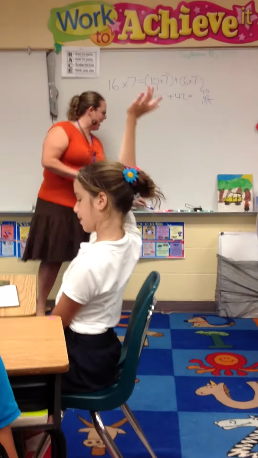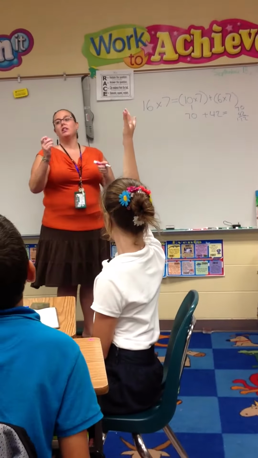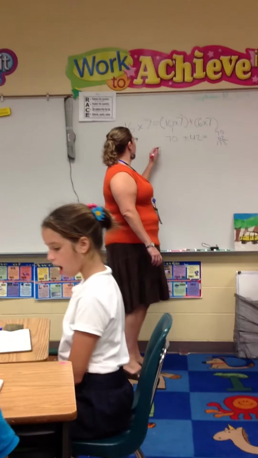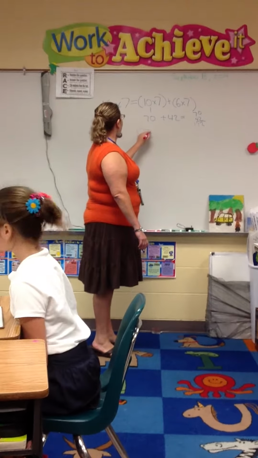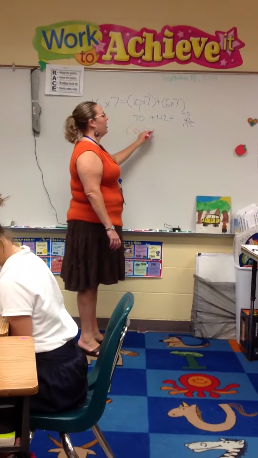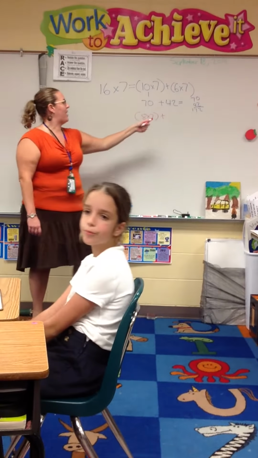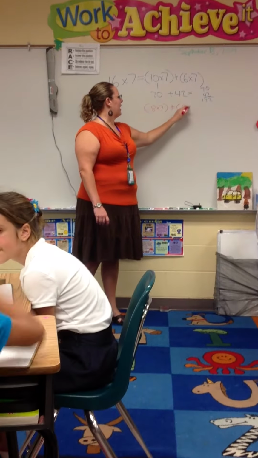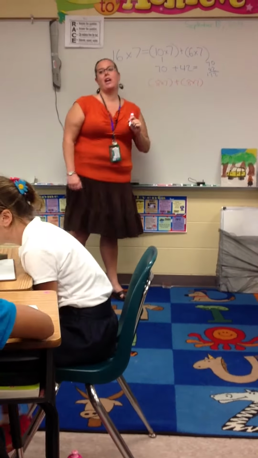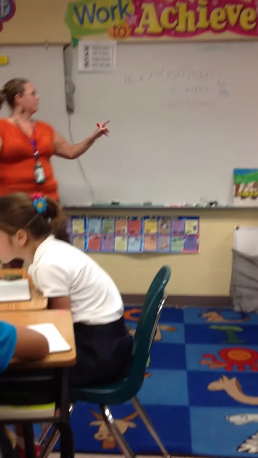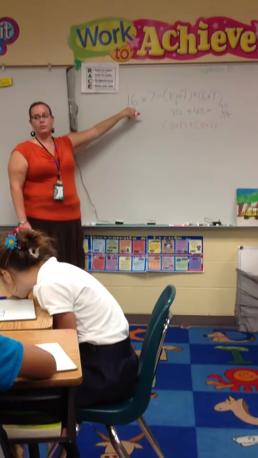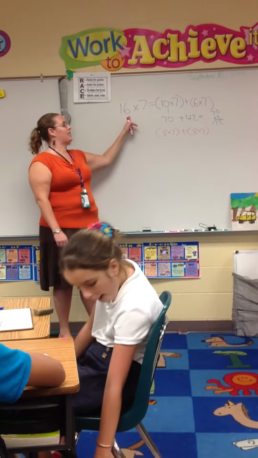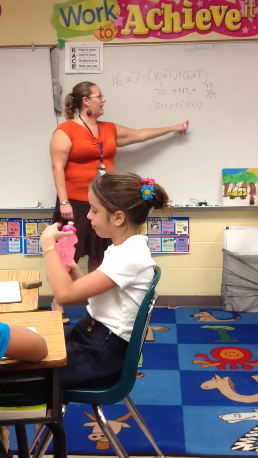What is another way I can solve this problem? Lexi. You can put 8 times 7. Lexi knows her 8s. Woo! All right, 8 times 7 plus 8 times 7. Lexi, how did you get these two 8s? Because you start with an 8, and then 16 minus this 8 leaves you with 8.